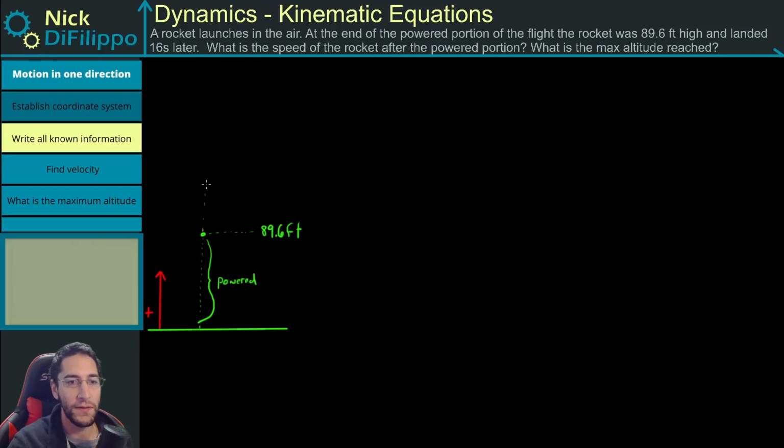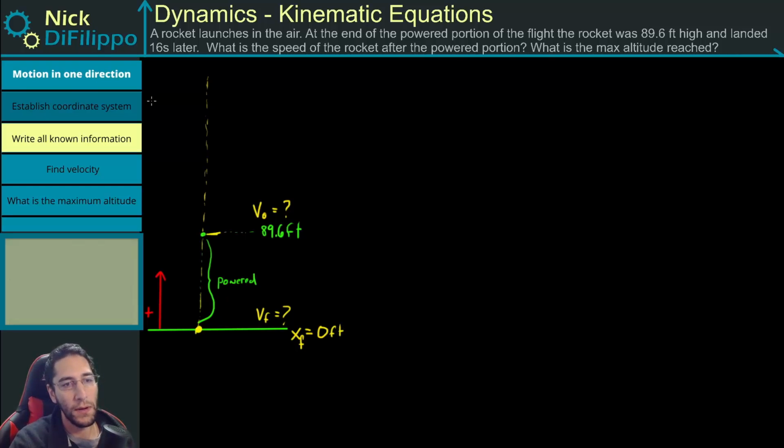Then our rocket continues to go up and then it falls and comes all the way back down to the ground. At this point, we don't know the initial velocity, so we'll say it's some question mark. That's what we need to find out. The final velocity down here, we don't know either, so it's also a question mark. But we do know the final position. If this is 89.6 feet, our final position is when we hit the ground, and that is 0 feet.